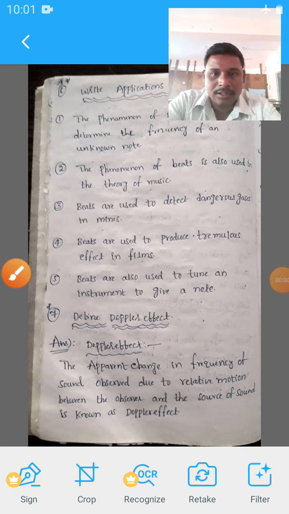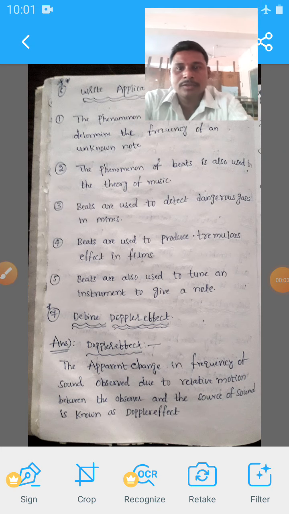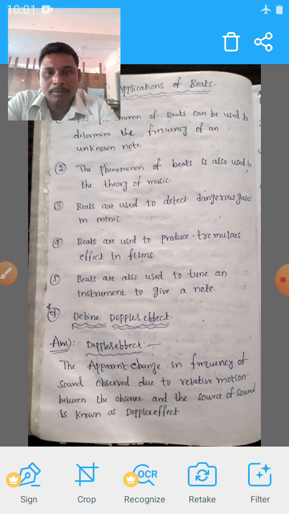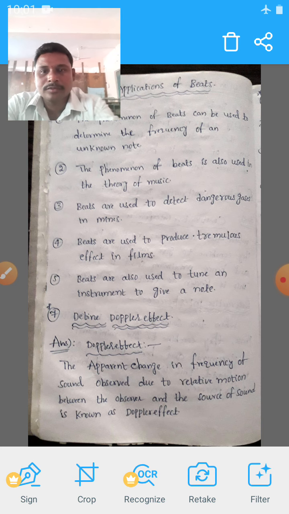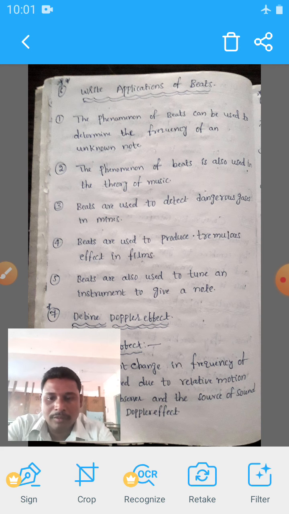Good morning, students. Today in this topic, I am going to explain what the applications of beats are. Before this topic, I explained the definition of beats, and in this topic, what the uses of beats are. So here they are, one by one.